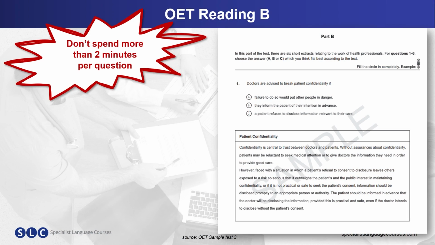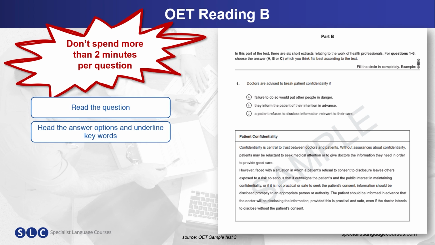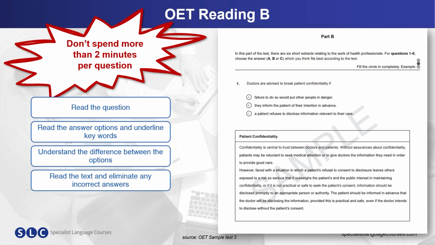Start by reading and really understanding the question. Mark any key words to help you keep focused, then read the answer options and underline key words. Once you have done this and understood the differences between the options, read the text and eliminate any incorrect answers. And finally, check that all parts of the option you choose fit.